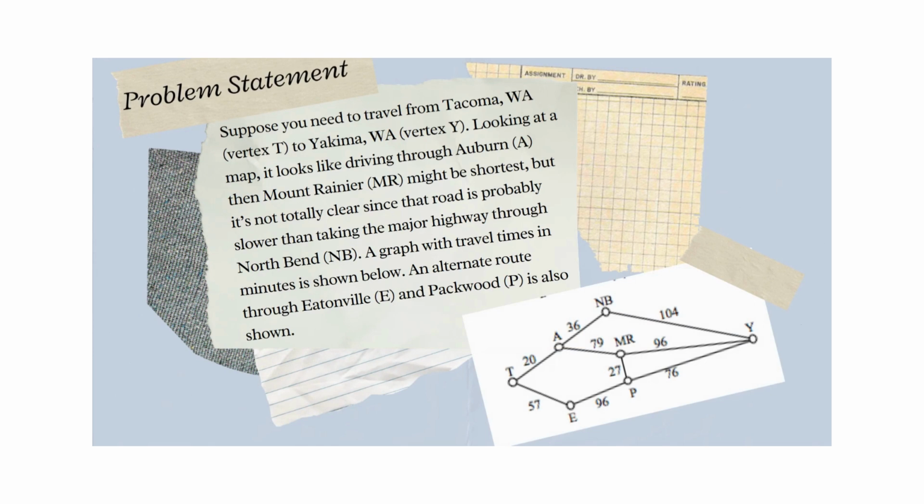Problem statement. Suppose you need to travel from Tacoma, WA, vertex T, to Yakima, WA, vertex Y. Looking at the diagram, there are vertices T, NB, A, MR, P and E. It looks like driving through Auburn A, then Mount Rainier MR might be shortest, but it's not totally clear, since that road is probably slower than taking the major highway through North Bend. A graph with travel times in minutes is shown below. An alternate route through Eatonville E and Buckley P is also shown in the diagram.